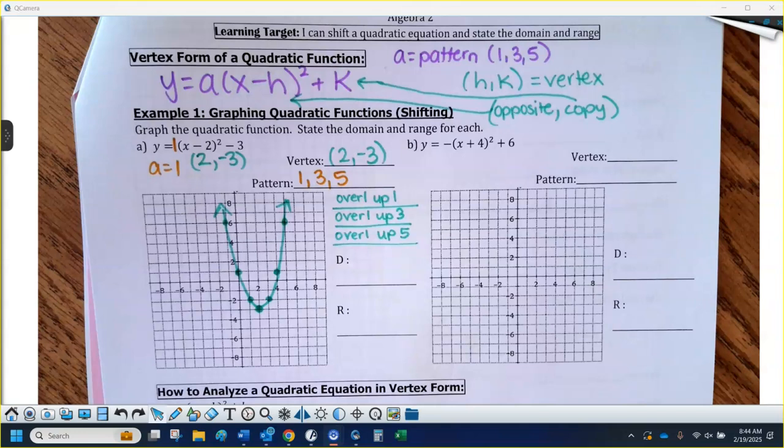But when I say the pattern, it's always over 1 and then up or down. We'll do another example next to this that'll go down. Yes. So I feel like yesterday we were doing it different. How did you get the H and K?